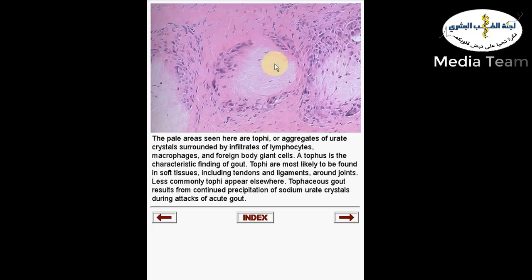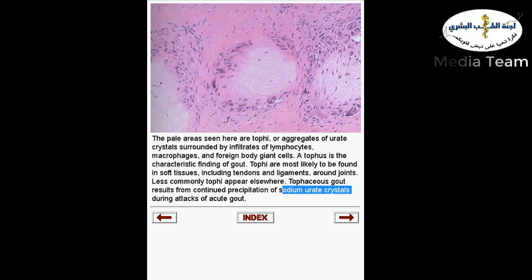If you look here in the center, this pale area is actually crystals of sodium urate. And these crystals, because they are foreign to our body, will cause inflammation and inflammatory cells surrounding them. Actually, all the cells that are around these crystals are multinucleated giant cells here. If you look to the edge of the picture, here multinucleated cells are trying to engulf and get rid of the crystals. And we have macrophages surrounding the gout tophi.